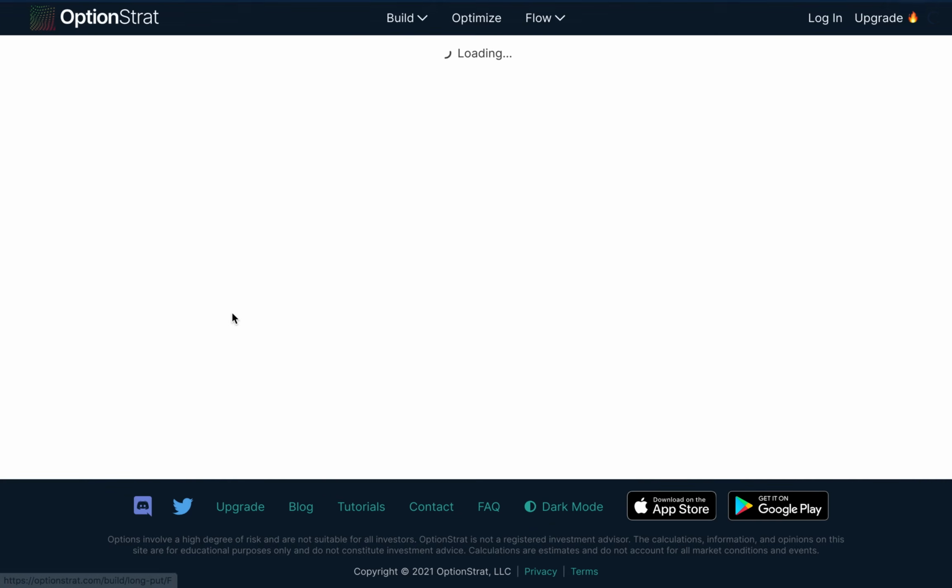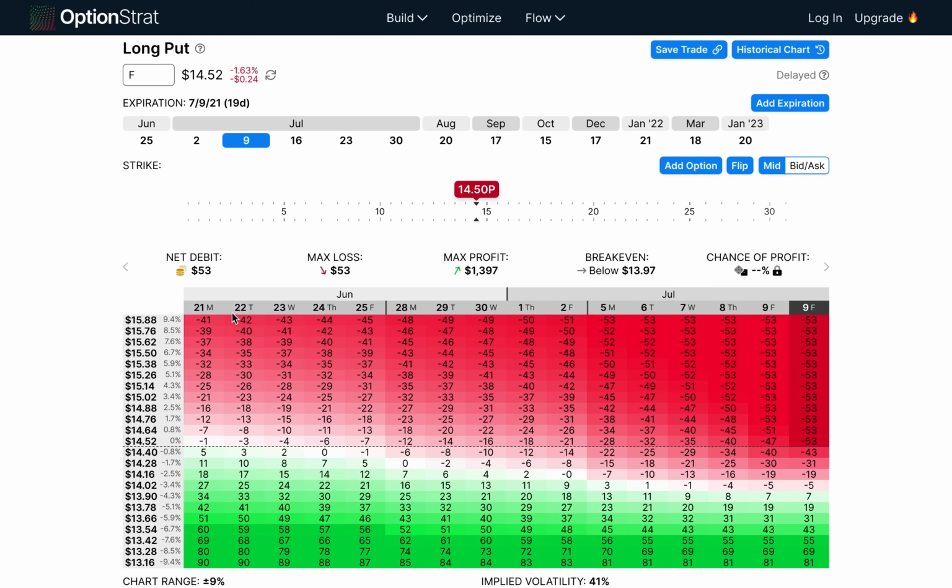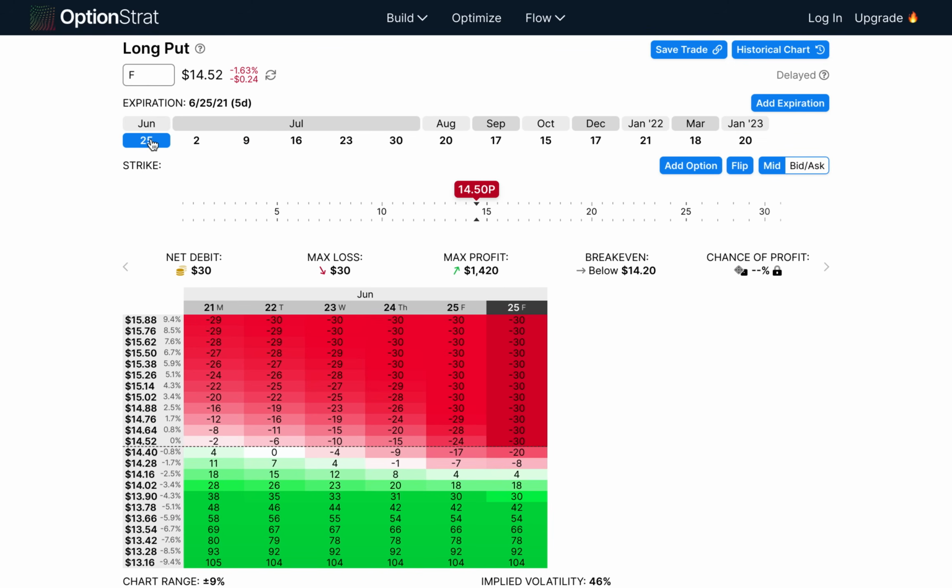So let's go ahead and click on create put here. We're going to start with the put. Remember, we first started by selling a put at the $14 strike. The first thing you want to do, of course, is make sure that you're on the correct ticker symbol up here, which we are. This is Ford Motors. And then make sure that you're on the correct expiration. We're not. This is July 9th. We'll go back to June 25th.